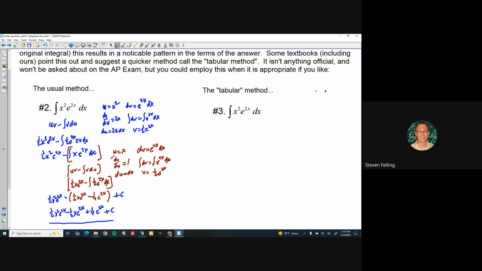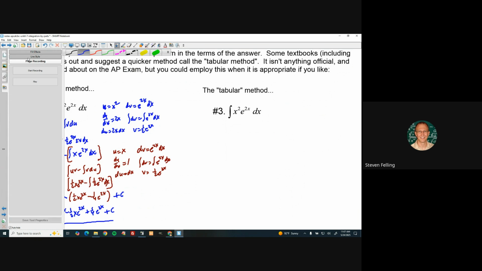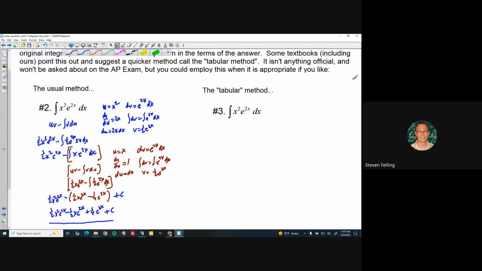So the tabular method is just a faster way to do the same thing. Let me show you what we're doing here. What we're going to do is take advantage of some of the patterns that you've probably recognized here. Like, notice that we go from x squared e to the 2x to x e to the 2x to just e to the 2x, and that the signs are alternating. And what's happening is we keep substituting things in that are derivatives and antiderivatives. So the tabular method recognizes this, and the way you do it is to just write a little table with some columns.